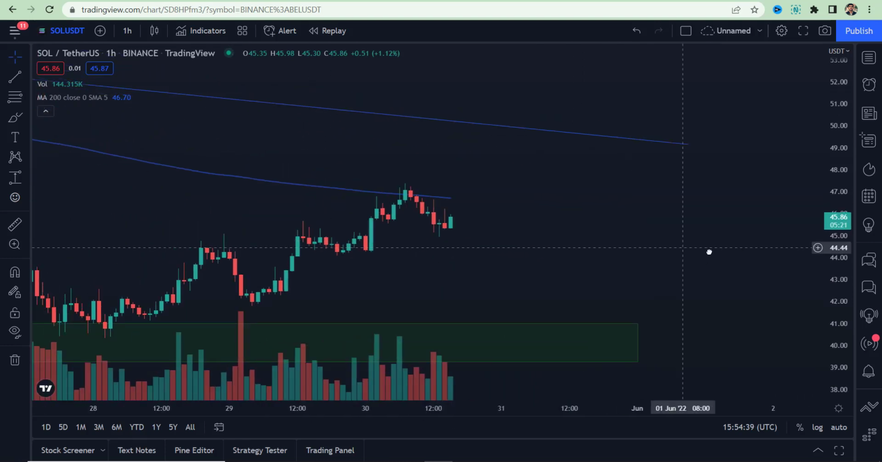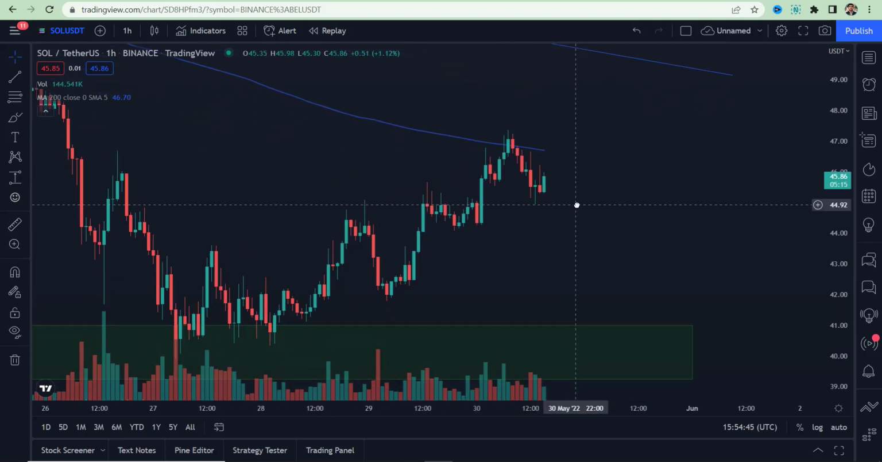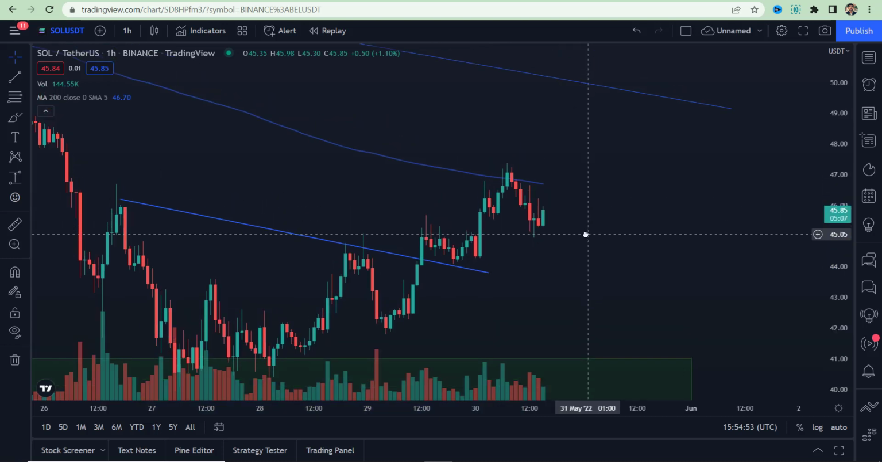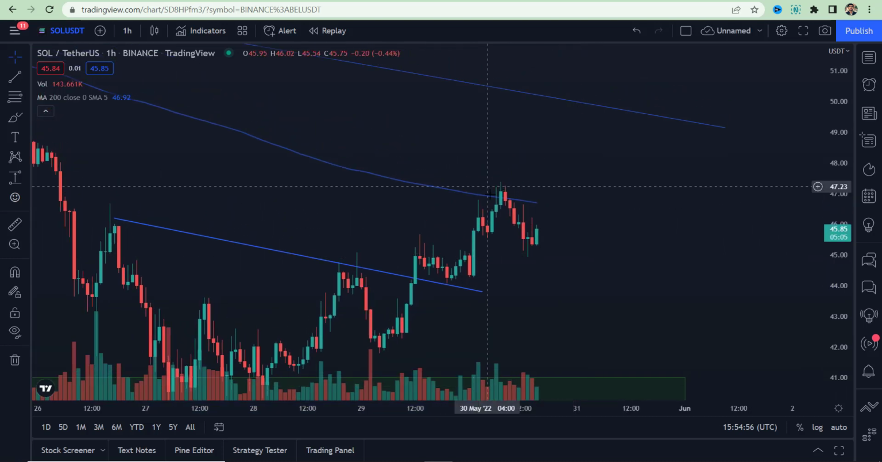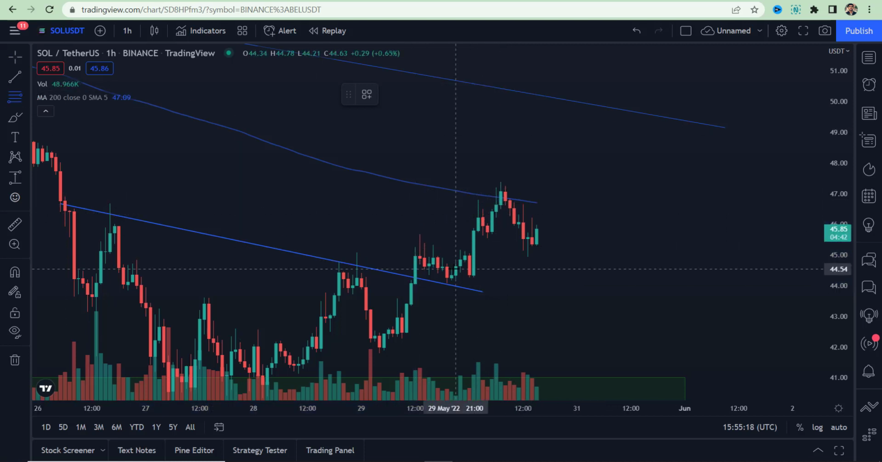However, there is something I told you about yesterday as well. I told you that even if this pattern, the inverse head and shoulders, is going to break out, you should not be too happy, because there was an immediate 200 moving average resistance line right above the head of this pattern. So you see, when it broke out, it just faced resistance at this 200 moving average right away, and it is being rejected from there. You can see that it's being rejected from here.